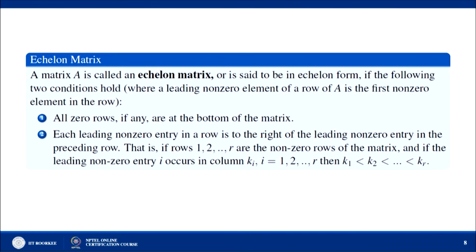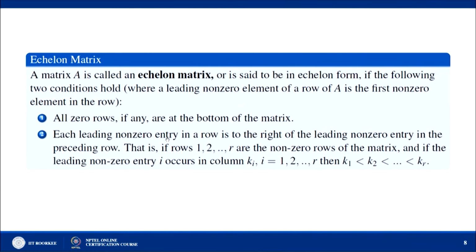Okay. Now, come to the echelon form of a matrix. A matrix A is said to be in echelon form if the following two conditions hold, where a leading non-zero element of a row of A is the first non-zero element in the row. Okay. We are taking the leading element as the first non-zero element in that row. So, what are the two properties? The first property is all 0 rows, if any, are at the bottom of the matrix. If there is a row containing all zeros, that must be at the bottom of the matrix, number 1.